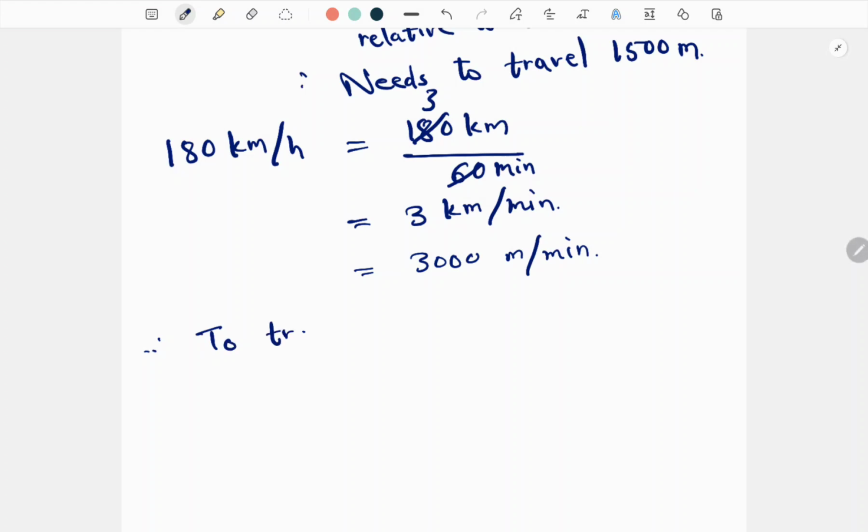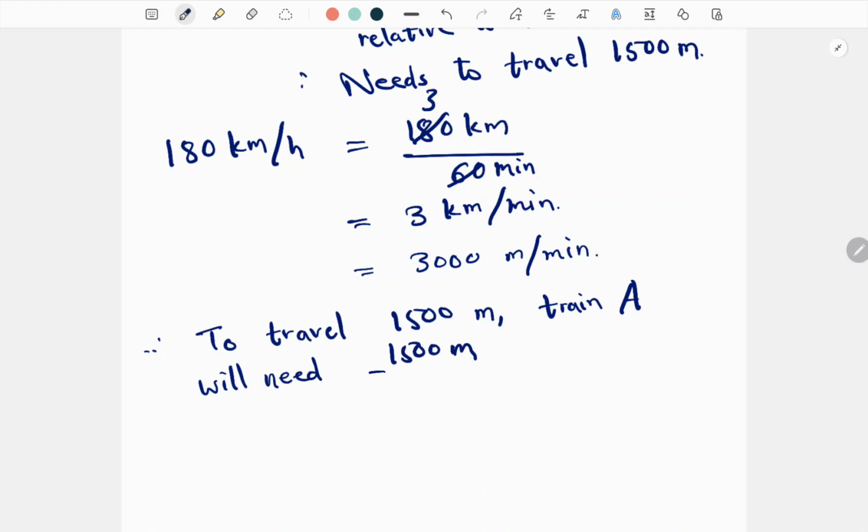So to travel 1500 meters, train A will need 1500 meters. I'm going to do the division with the units, divided by 3000 meters per minute, which is, so this is a half minute.